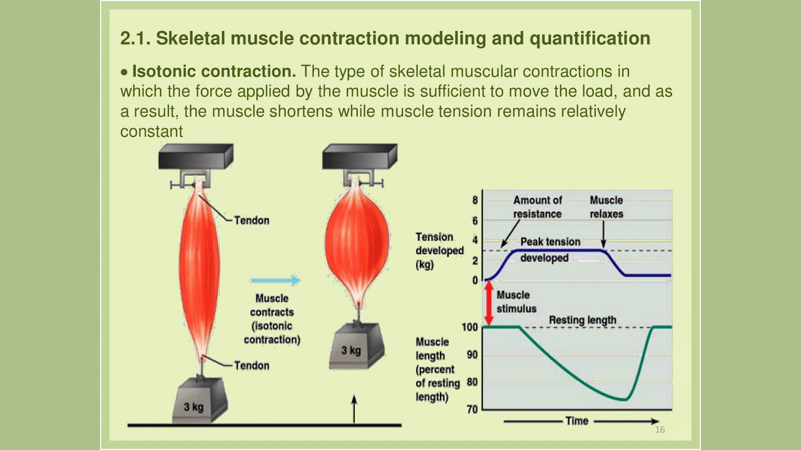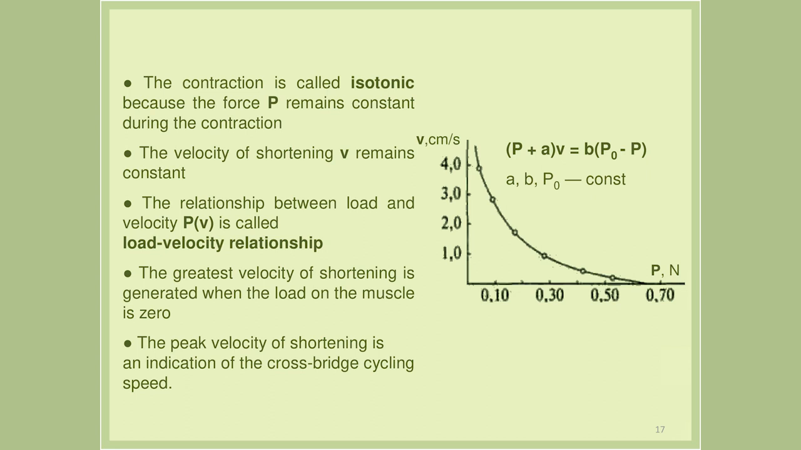First example, skeletal muscle contraction modeling and quantification. We will consider isotonic contraction, the type of skeletal muscular contraction in which the force applied by the muscle is sufficient to move the load, and as a result the muscle shortens while muscle tension remains relatively constant. The contraction is called isotonic because the force remains constant during the contraction. The velocity of shortening remains constant as well.